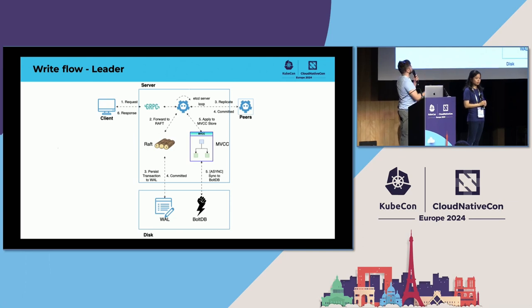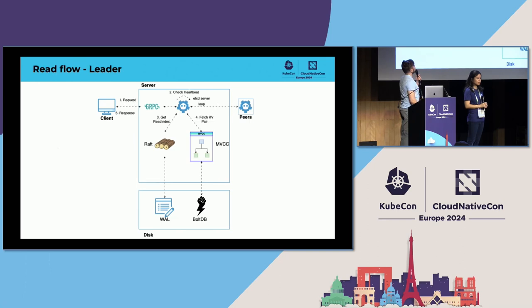I'm not going to go through all the numbers, but one thing I really want to focus on is that there are two streams of work. There's number three, persisting the transaction to a WAL, which is basically writing to the write-ahead log, and that's a requirement coming from Raft. And then there's also a write to the MVCC backend that will then asynchronously write to BBolt. MVCC stands for multi-version concurrency control, and basically it gives us a history of the revisions of the keys.